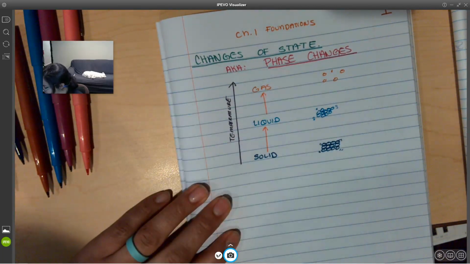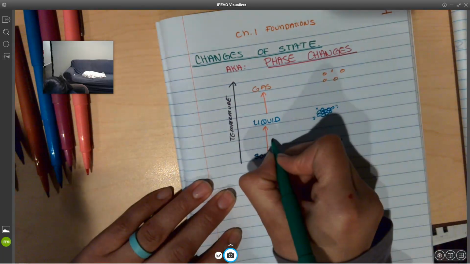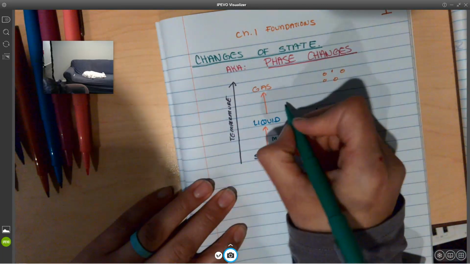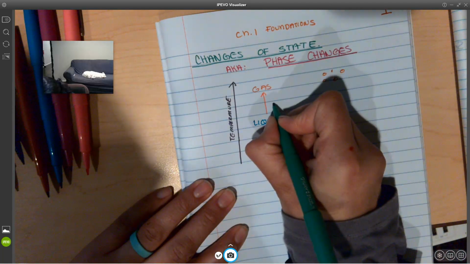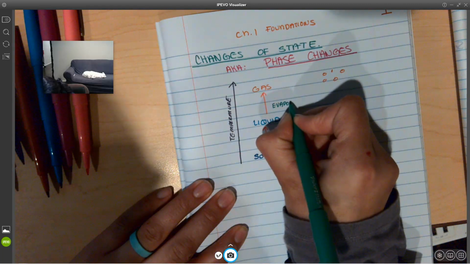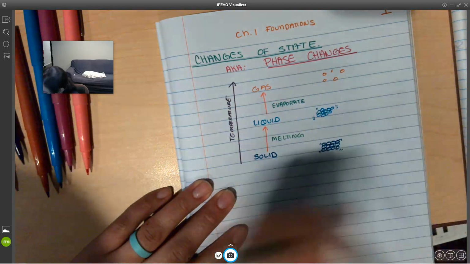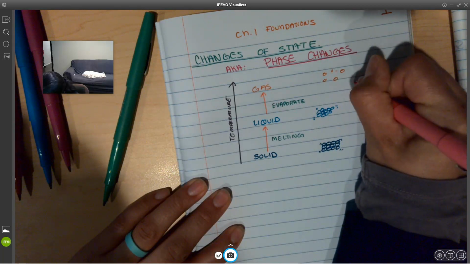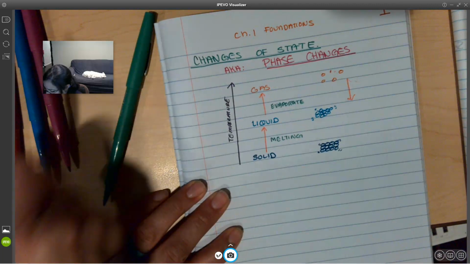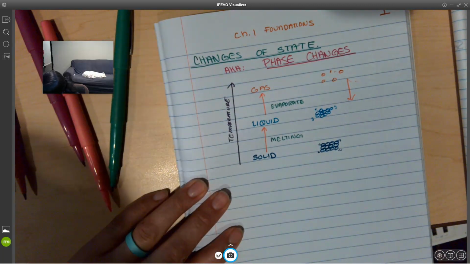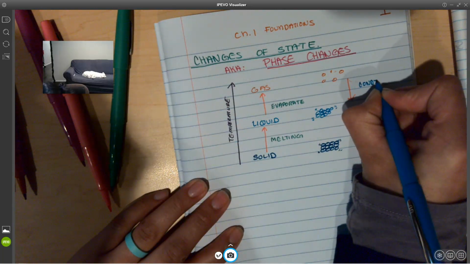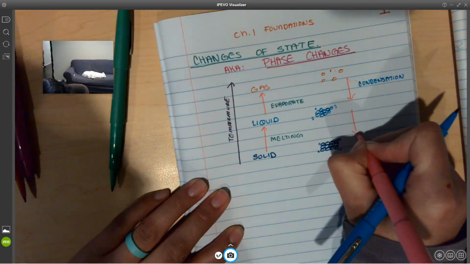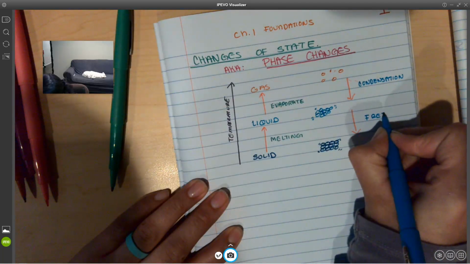Okay. And to go from a solid to a liquid, this state is called melting. And to go from a liquid to a gas, it's called vaporization or evaporation. I'm just going to write evaporate. All right. And we can have the reverse also occur. We can go from our gas to a liquid. And when we go from a gas to a liquid, that's called condensation. And we can go from a liquid to a solid. That is called freezing.